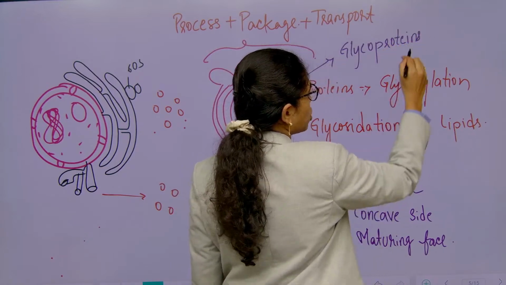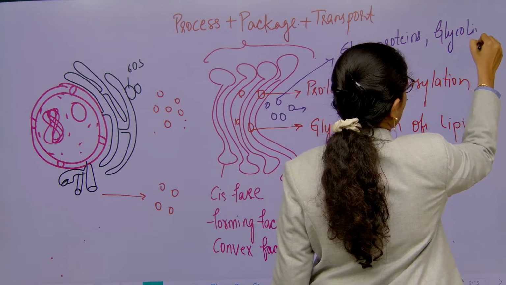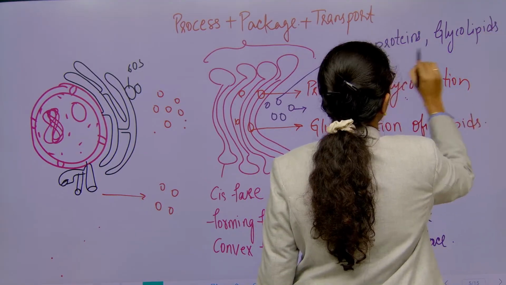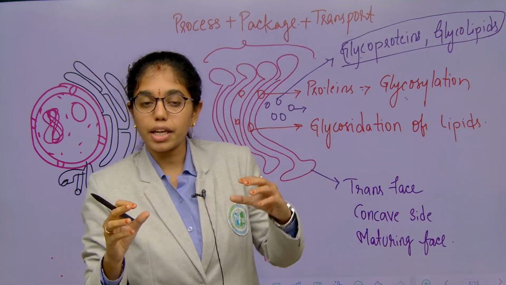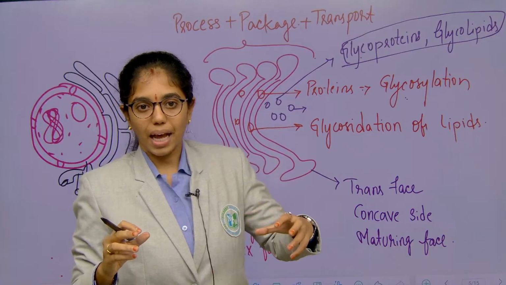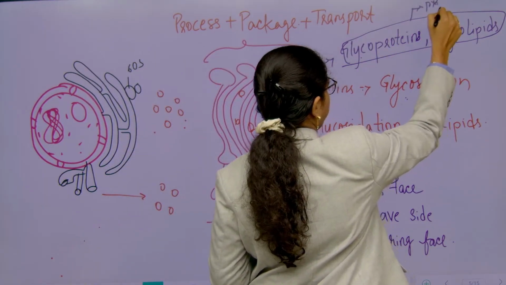And glycosylation of lipids will result in the formation of glycolipids. They will be sent to the plasma membrane, and they will increase the surface area or fluidity of the plasma membrane. Okay, they are transferred to the plasma membrane.